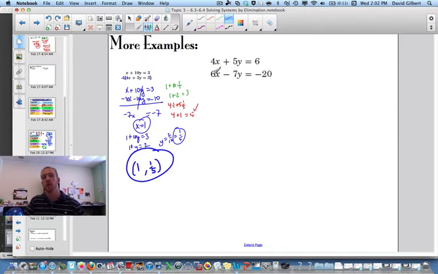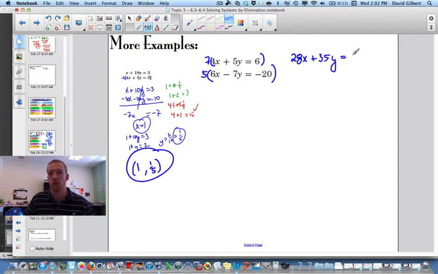Well, if I multiply the top by 7 and multiply the bottom by 5, I don't really care what happens to the other terms. I know that'll give me a 35y and a negative 35y, which will then cancel. So that's what I'm going to do here. Distribute the 7, gives me 28x plus 35y equals 42.